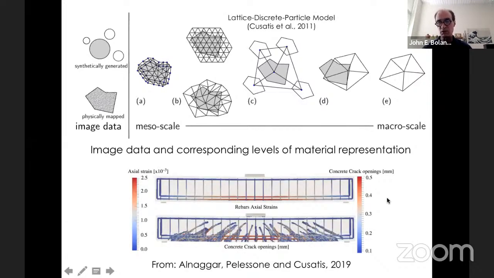I just point out this is one of the state-of-the-art accomplishments, and that's the work of Cusatis and his group at Northwestern University. He's working at this level. So for him and his colleagues, there's a node in each aggregate particle. And they're able to produce these types of cracking patterns, which is quite remarkable considering the scale at which they're discretizing the material.